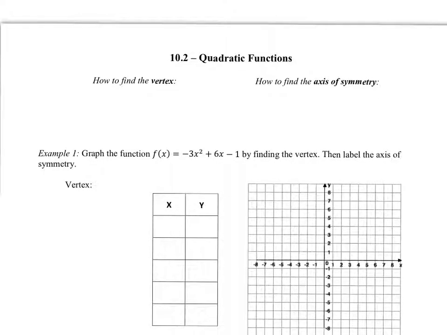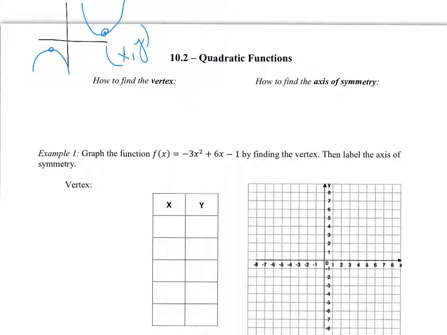Previously we graphed simple quadratic functions. Now we're going to graph more functions and look at the different characteristics. So the first thing about a quadratic is it has a vertex. If you remember, a vertex could be a minimum value or a maximum value. It needs to be an ordered pair, so it needs to be an x, y.